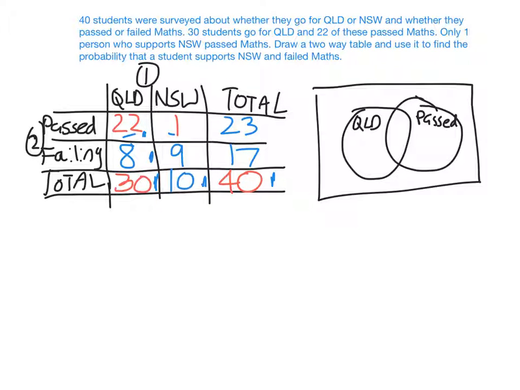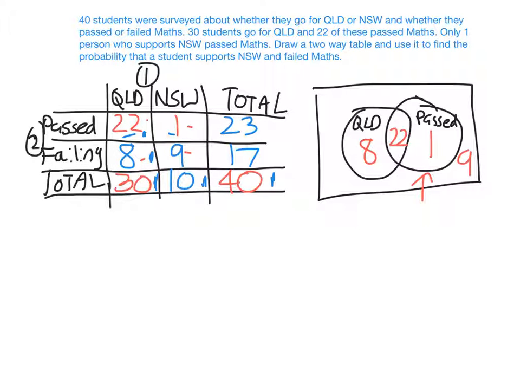The number of students who go for Queensland and passed is 22. There were 8 students who go for Queensland but didn't pass. And we can see from the two-way table there was 1 student who passed but doesn't go for Queensland. And then what goes outside the circle are people who didn't pass, i.e. failed, and don't go for Queensland, so they go for New South Wales. You can see that each of these 4 numbers appears once and only once in this Venn diagram. So they're basically the same thing, just help us with probability.